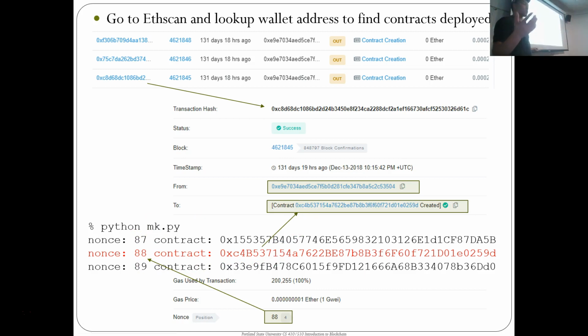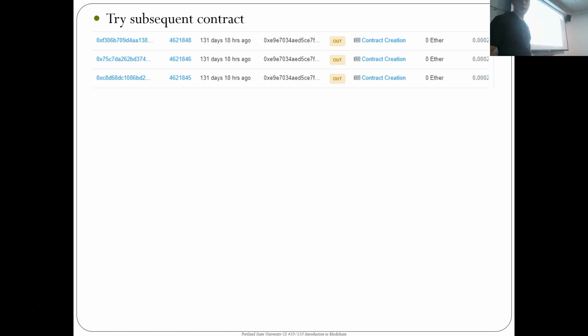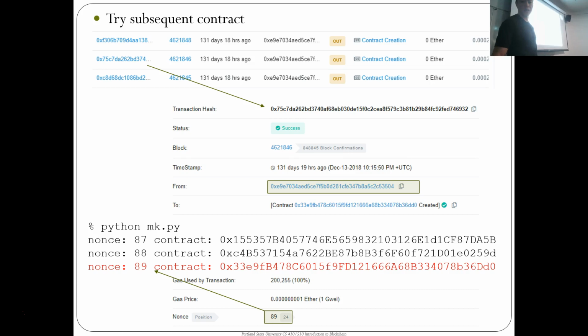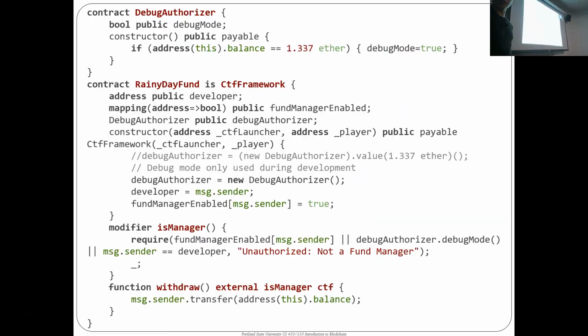So that's the first thing you should do. Make sure you can get mk.py to properly predict the addresses that your wallet is creating on the blockchain. Okay? You can then click on the next one. If I click on 75C7, you can see this is nonce 89. I see 89 with my wallet address, it gives me this 33E9, and I go through the script output, and 33E9 is the next one. Okay, so that's the first thing to do.